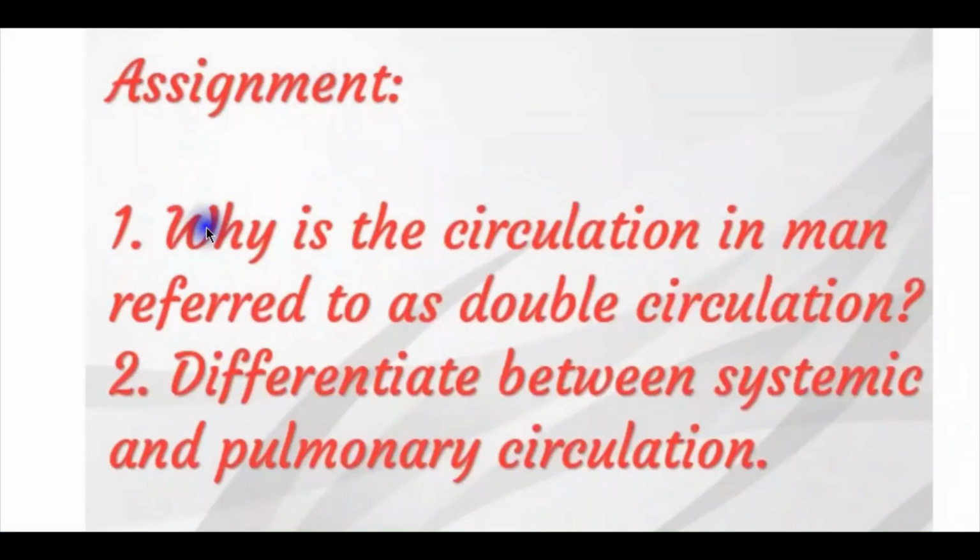Today's assignment. 2 questions are there. First one, why is the circulation in man referred to as double circulation? So what is double circulation? That answer you have to write. The answer is on page number 208 in your book. Number 2, differentiate between systemic and pulmonary circulation. This answer also I have already given. So these 2 questions today you have to learn and write in your notebook.